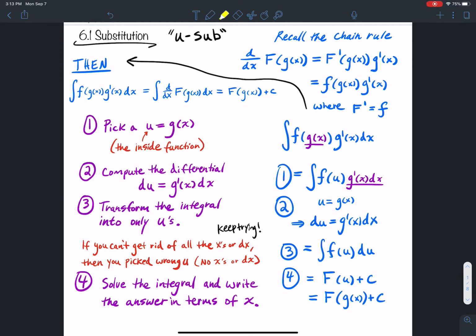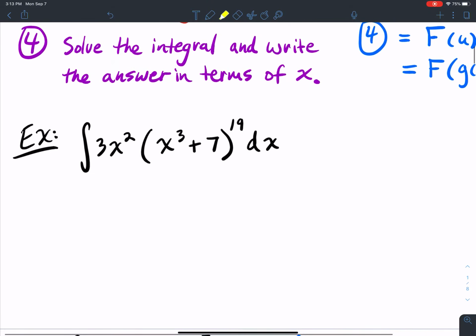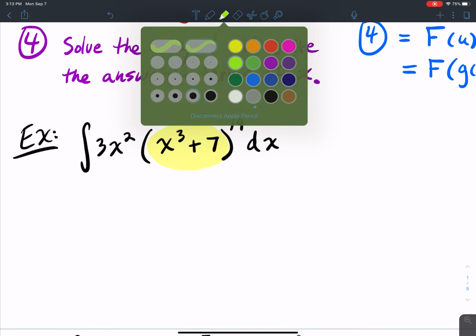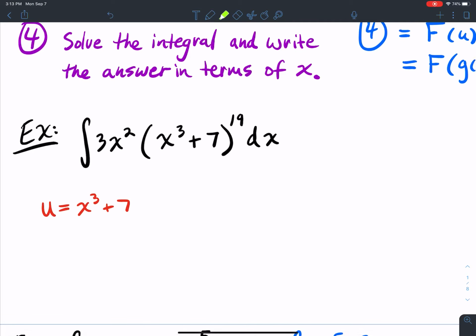Now what I want to do is show you the practice in doing a real example here. So let's do this example. Now step 1 says pick a u equal to g of x, and the u is the inside function. Now out of these 2 or 3 or 4 options here, what looks like the inside function? Well, it looks like I have something raised to a power, okay? And that's a good sign that this something is the inside function here. So I'm going to pick u equal to x cubed plus 7. That's my u that I've chosen. Could it be wrong? Absolutely, it could be wrong, okay?